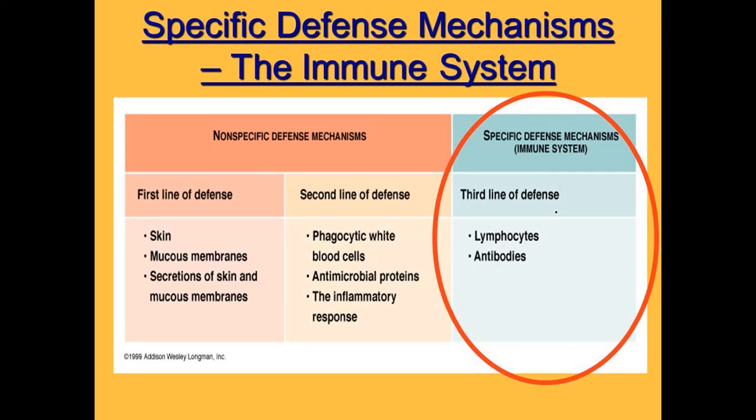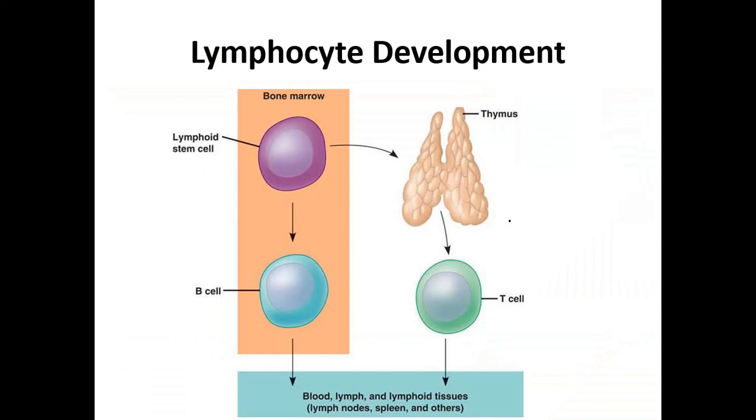So now the specific mechanism of the immune system, which is the third line of defense, includes the lymphocytes and antibodies. Up till now, we have discussed the cells of the myeloid progenitor cell. Now let's discuss the other group, that is the lymphoid progenitor cells.